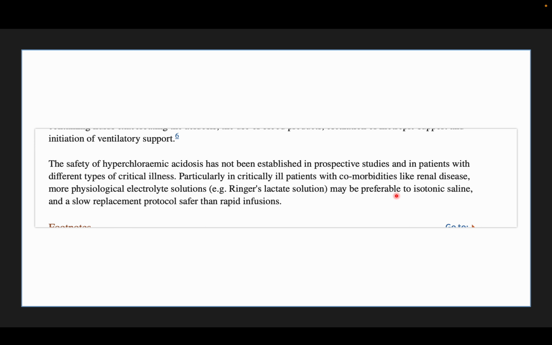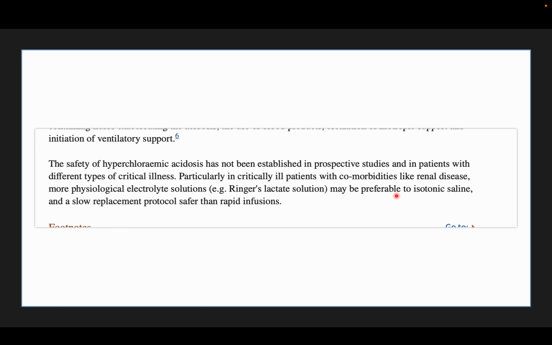So why we are preferring Ringer lactate over normal saline in these studies is because the normal saline we are giving has a high amount of sodium and chloride. This chloride is supraphysiological, more than what our normal serum has. Normal serum chloride is around 90 to 110, but the sodium chloride we are giving has 154 milliequivalents of chloride. So they are at risk of hyperchloremic metabolic acidosis.